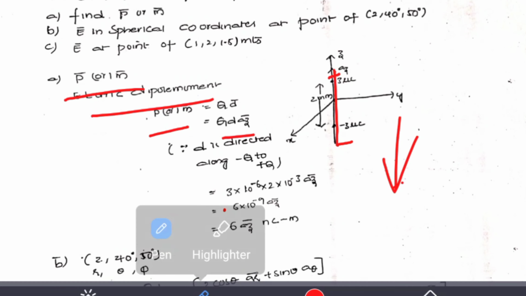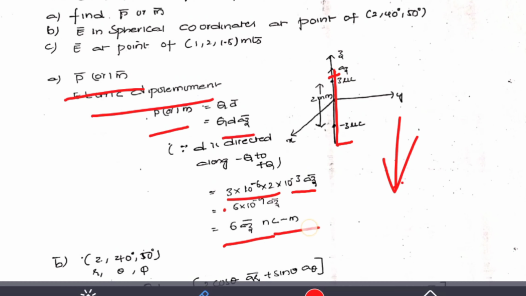3 into 10 power minus 6 into 2 AZ. Therefore 6 into 10 power minus 6 AZ. It is not Newton, it is coulomb per meter. So the dipole moment is 6 into 10 power minus 6 coulomb meter, or 6 microcoulomb meter.